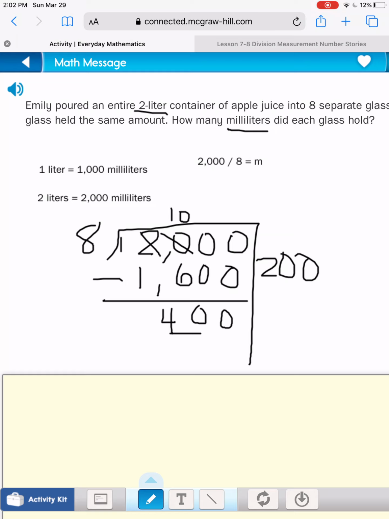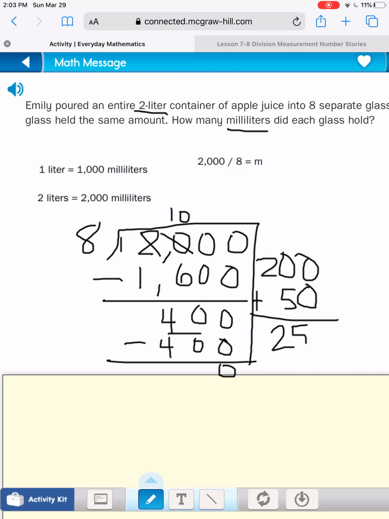Now I know 40 is a multiple of 8. And I know that 8 times 5 is 40. So instead of 5, I'm going to start with 50 next, because 50 times 8 gets me exactly 400. And now I'm left with nothing. So if I take my 2 parts and add them together, that gets me 250.